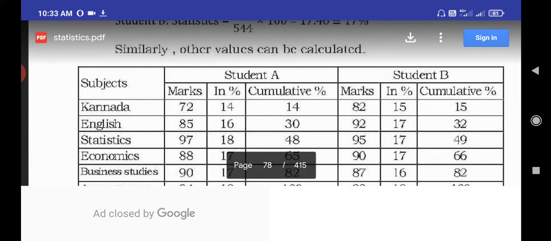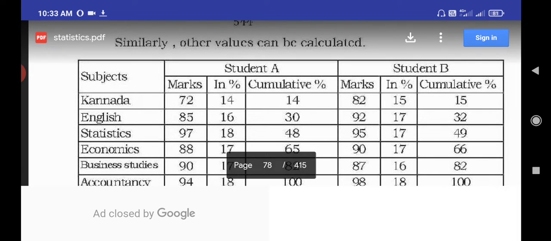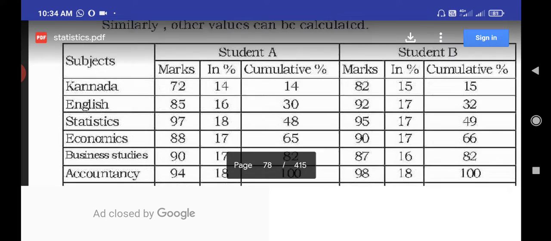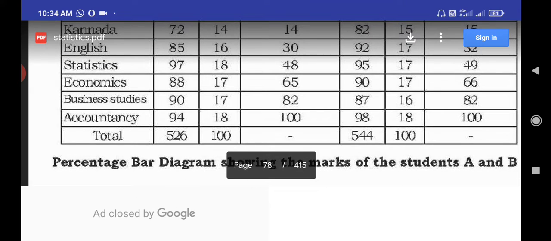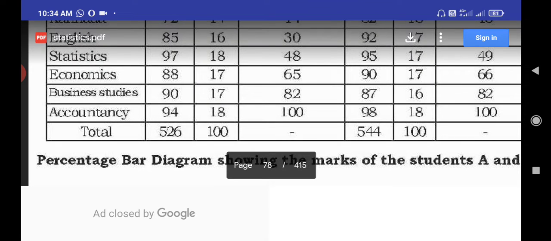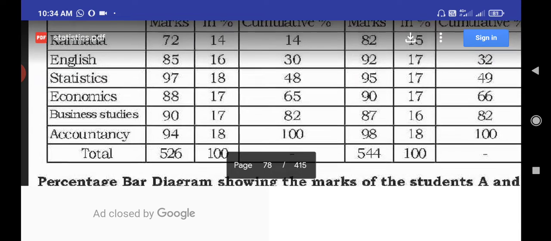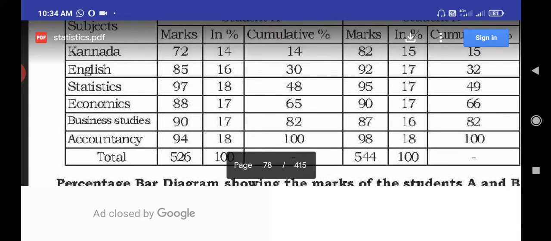So we have to write here: marks Kannada 72, in percentage the value is 14. The total marks is 526. Total we can consider as 100, as a percentage. Always we have to consider 100 as the percentage. 72 divided by 526 into 100, we will get 14.